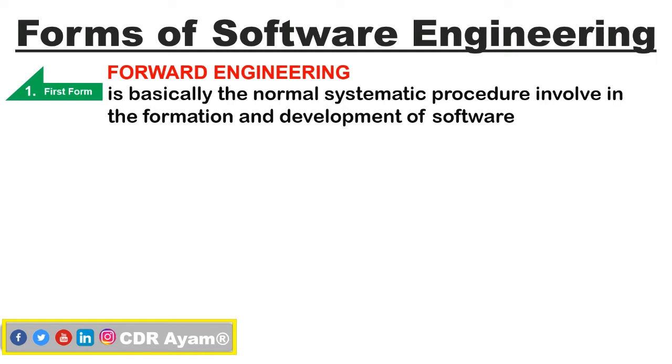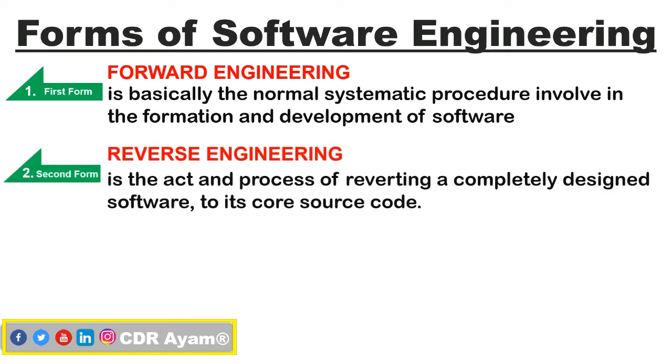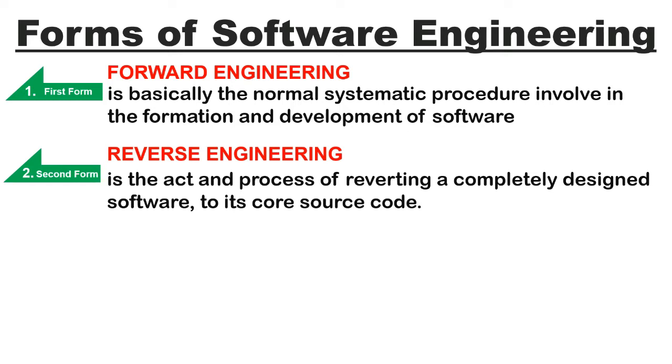Back to the various forms of software engineering. The second form of software engineering is reverse engineering. Reverse engineering, in this context as a form of software engineering, is the act and processes involved in reverting a completely designed software to the core of its source code.